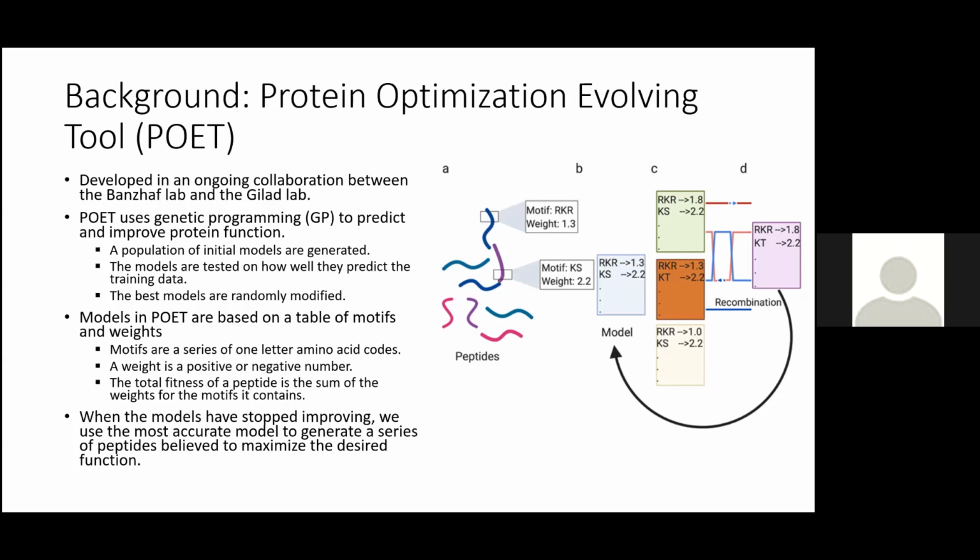After we run it for a long time, we generate a series of peptides from it using the model. And when we have the best peptides the model can produce, we take those and we continue onward.